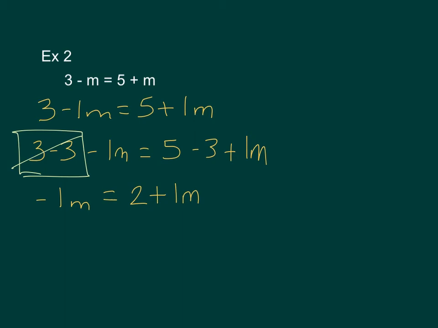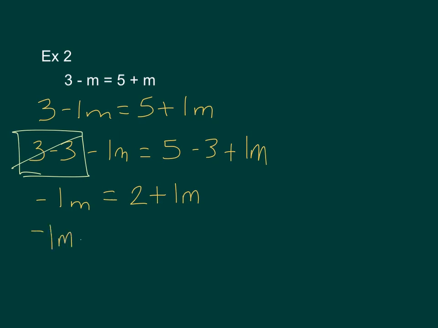Now I want to group my m's. Just notice, if I try to get this m over to this side, it's not going to be effective because I'm lumping m's together with my numbers here. This 2 is going to be lumped together with my m's. I don't want that. I want to move this m over here. Even though it's going to give me a negative, that's okay. We can deal with negatives. So we'll subtract 1m from either side.